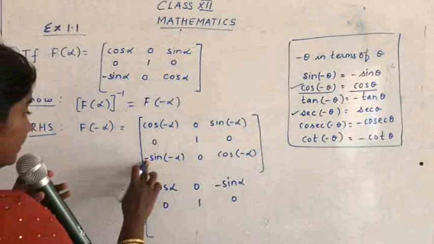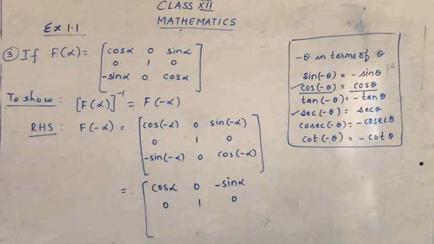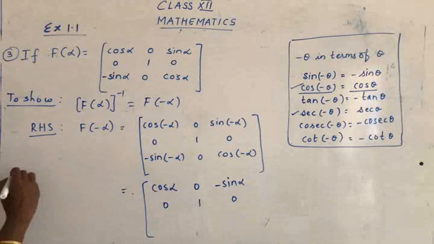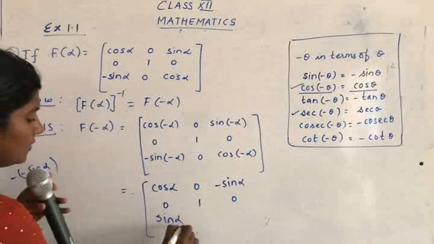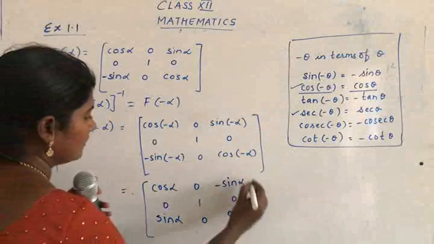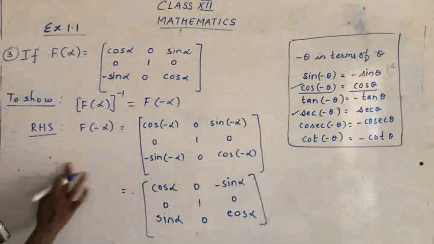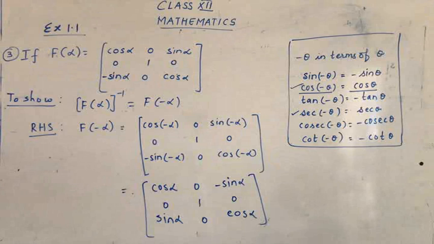Already one minus is present here. Sine of minus alpha changes to minus sine alpha, and one minus is present, so it becomes minus of minus sine alpha. Yes, so you get the answer sine alpha plus sine alpha. 0, cos minus alpha is cos alpha as it is. So now we have found our RHS. What is the RHS? It becomes cos alpha, 0, minus sine alpha; 0, 1, 0; sine alpha, 0, cos alpha. So we have found our RHS. Now we are going to go for our LHS.